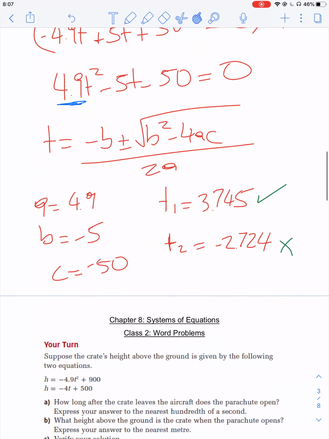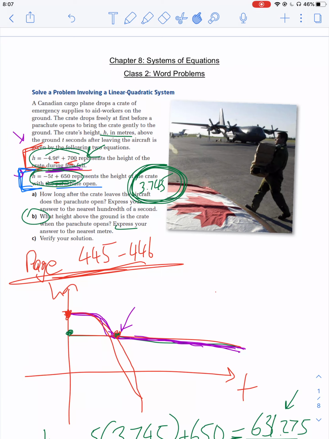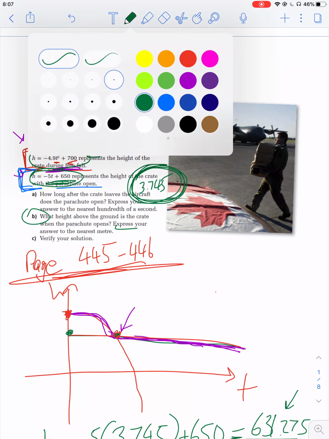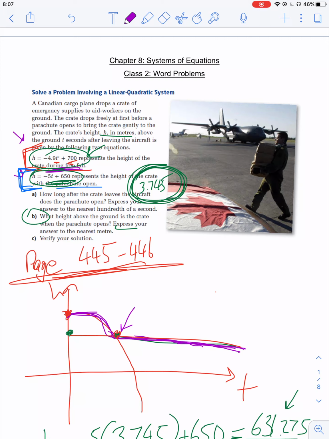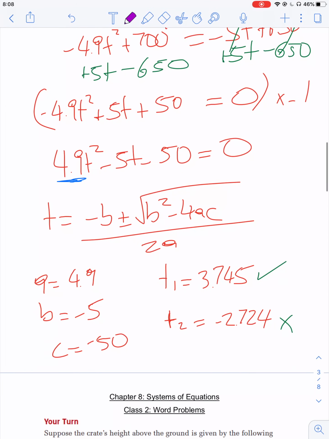It's just a question of understanding that you're looking for the point of intersection. And again, my picture isn't very well drawn, but this is what the trajectory of the crate will look like. First it will be a free fall, then because of the parachute, it will slowly decrease. You just have to understand that you're looking for the point of intersection, and you're going to have to reject this value because time cannot be negative in this situation.